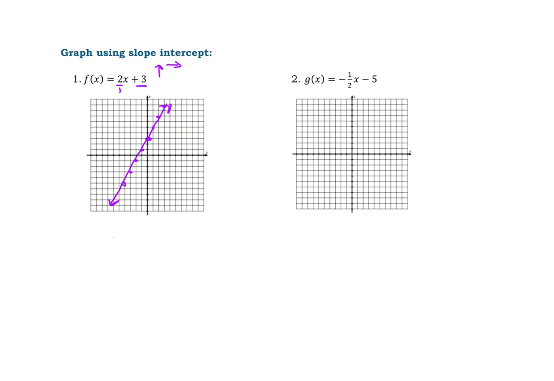Now the next one, I have g of x equals negative 1/2 x minus 5. So that negative 5 tells me to start down on the y-axis at negative 5. Since I'm negative, I'm going to rise up and go to the left. So I'm going to rise up 1 and run 2. If I go down, I'm going to go to the right 2. And there is its line.